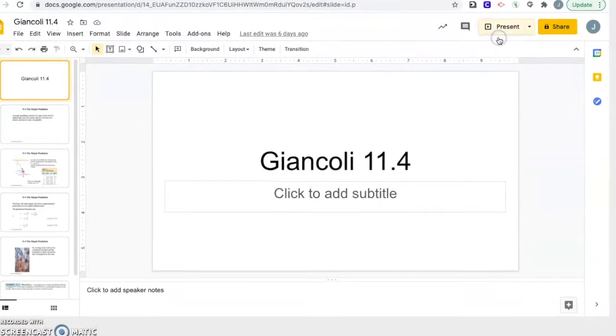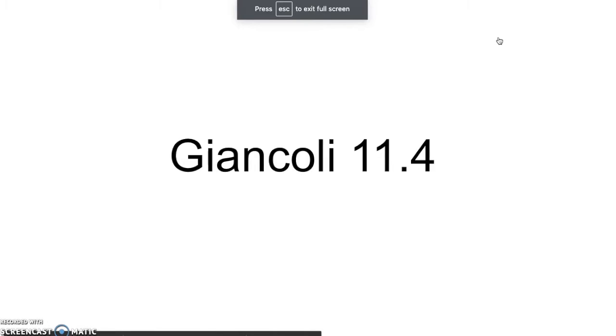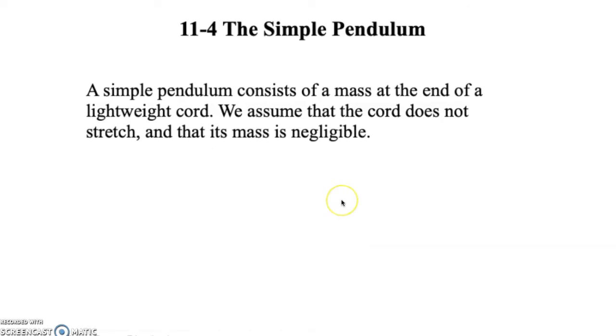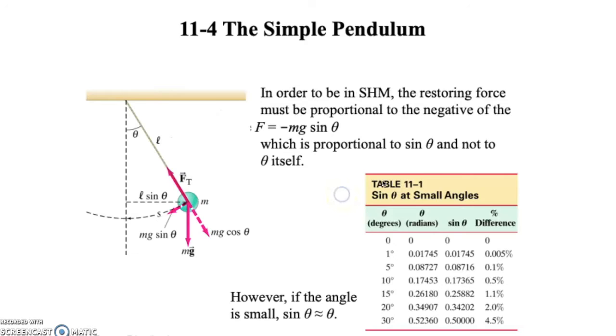All right, so the last thing we're going to look at with simple harmonic motion is a pendulum. A simple pendulum is a mass at the end of a lightweight cord. We assume that the cord does not stretch and that its mass is negligible. That's what we're going to use when we talk about a simple pendulum.